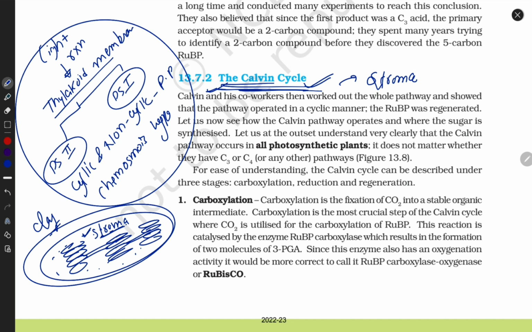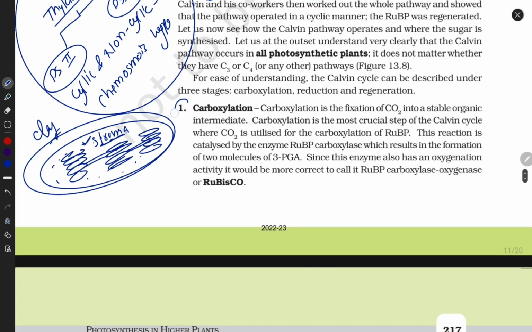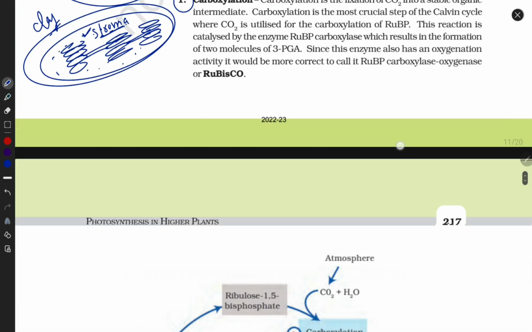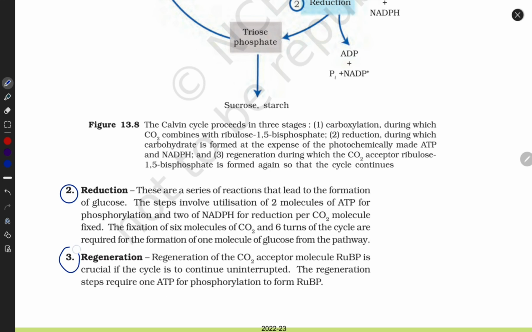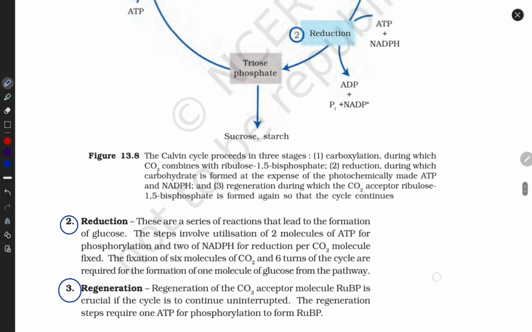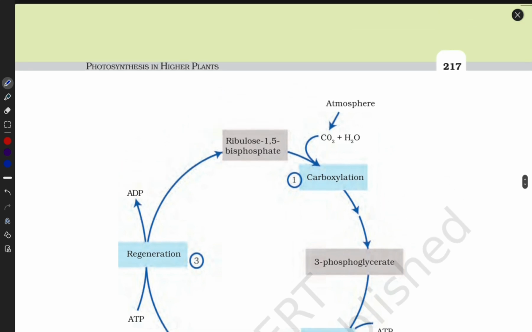Let's start with the Calvin cycle. The Calvin cycle is divided into 3 steps: carboxylation, second is reduction, and third is regeneration. We will discuss these 3 steps. First, carboxylation. Carboxylation means addition of CO2.